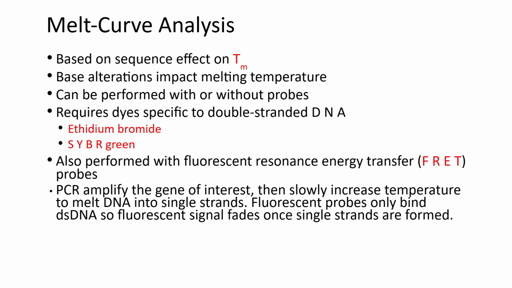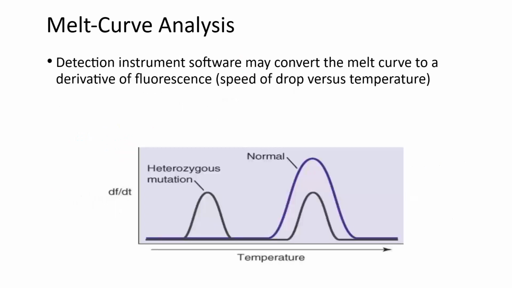So base alterations have to be significant enough in order to impact the melting temperature for this to work. It can be performed with or without probes. It requires dyes specific to double-stranded DNA, like ethidium bromide or SYBR Green, also performed with fluorescence resonance energy transfer, FRET probes. You PCR amplify the gene of interest. Then you slowly increase the temperature to melt the DNA into single strands, kind of similar to what we did in the previous method. But then you're going to add fluorescent probes that only bind to double-stranded DNA, so the fluorescent signal fades once the single strands are formed.